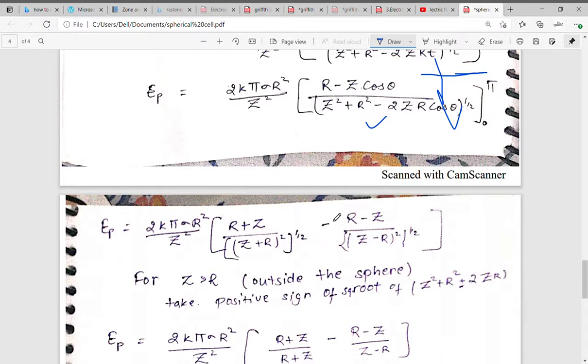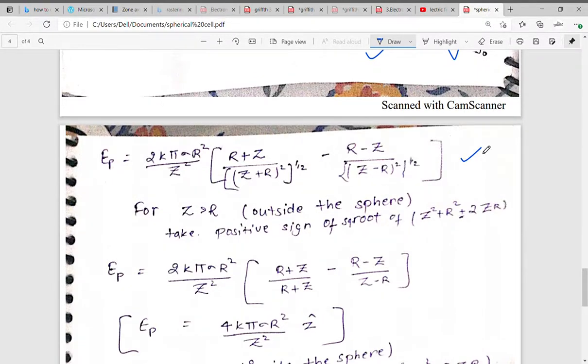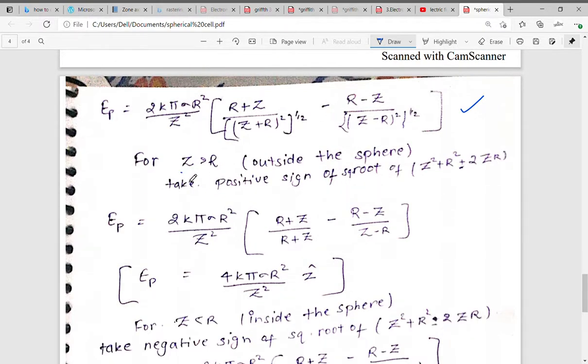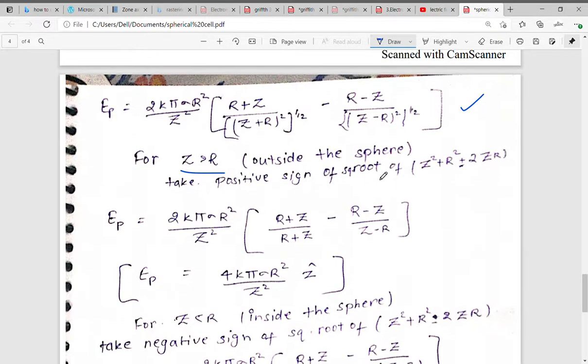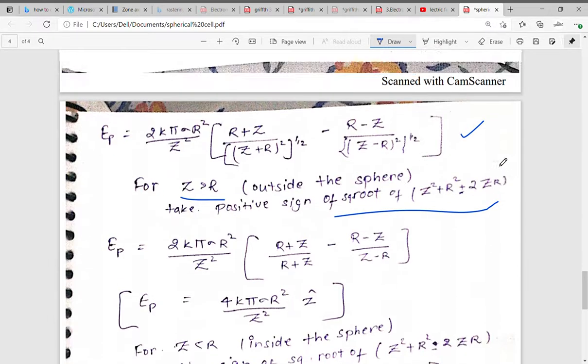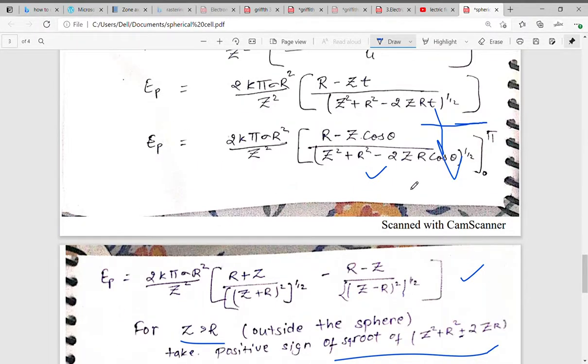So put this expression, we got this value E_P equals rz plus a. For z greater than r, outside the sphere, as this point is outside the sphere, take the positive sign of the square root of z square plus r square plus 2zr, which is basically this. For theta equals pi, it will become plus sign.